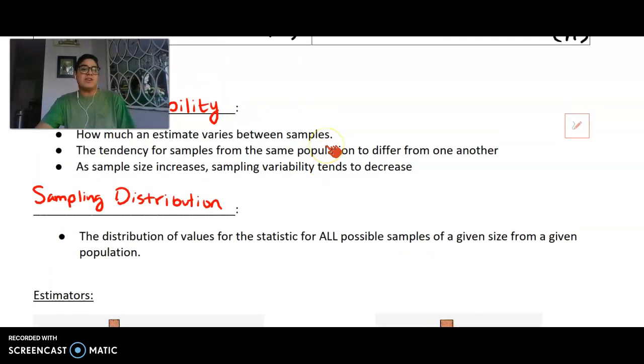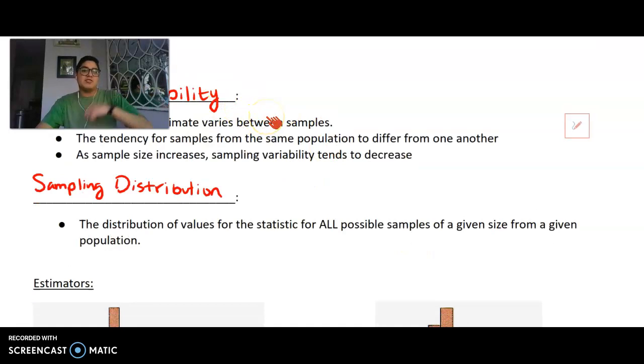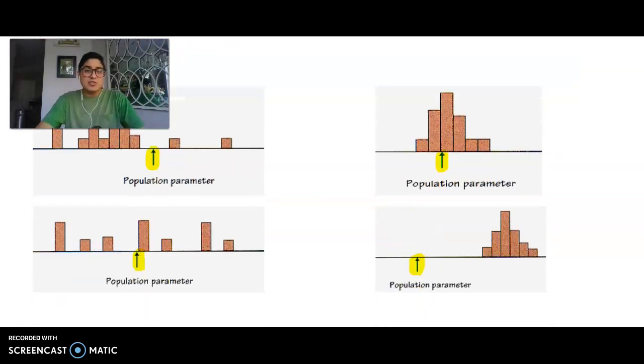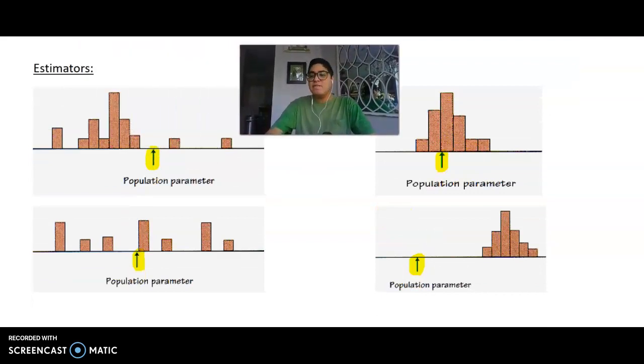Now, what is different here? Sampling variability describes the variation from sample to sample. A sampling distribution, which is what we'll be focusing on, is a distribution of values for the statistic of all possible values from a given population. So we are using estimators to describe the population, and I have 4 instances here with me. So here is the truth, the population parameter. This could be mu, the population mean, or p, the population proportion.